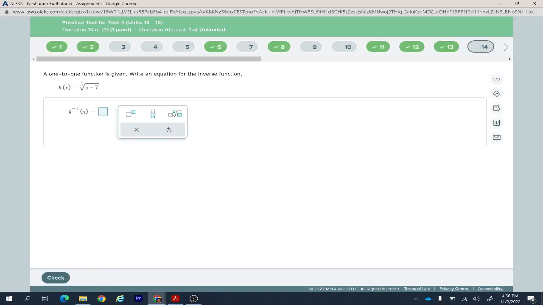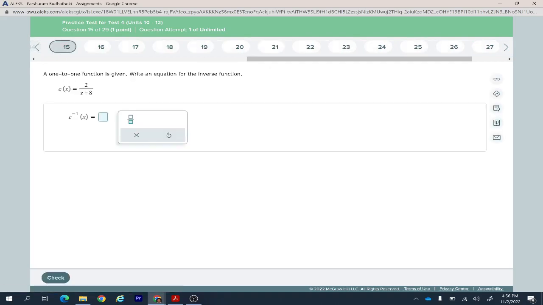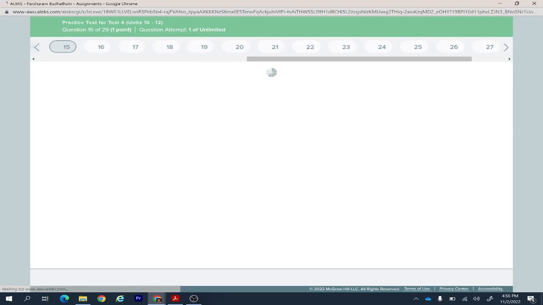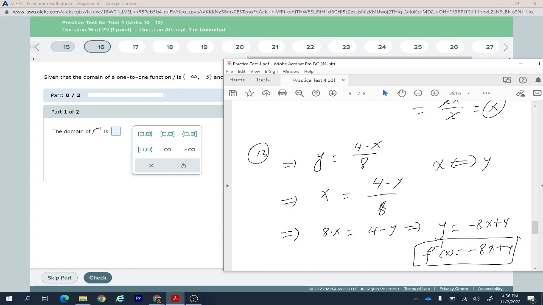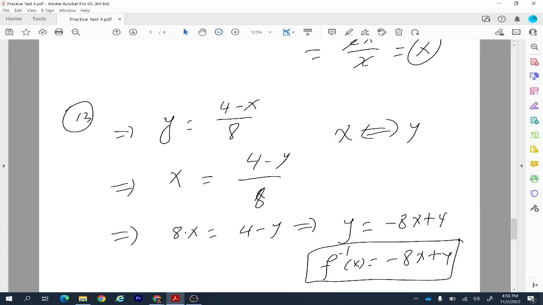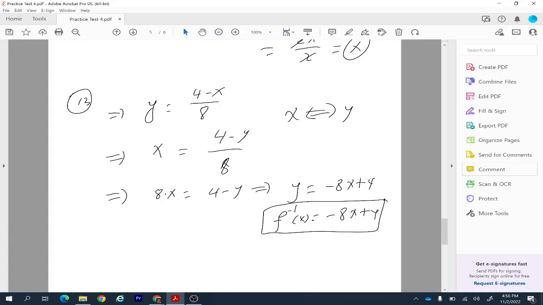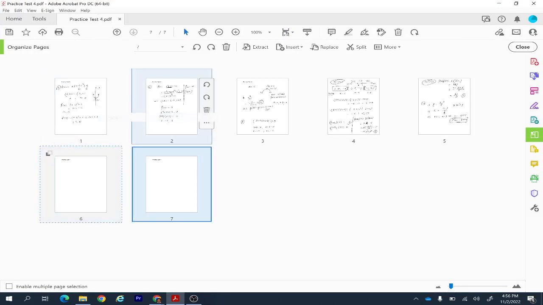Find the inverse. I'm not going to repeat the very similar type of problem, so let's go to the next problem. Find the inverse again. Do exactly the same thing I did. Given the domain of the one-to-one function f and the range, state the domain and range of the inverse function. Remember one thing: the inverse function has the opposite domain and range, so it's a reverse process.